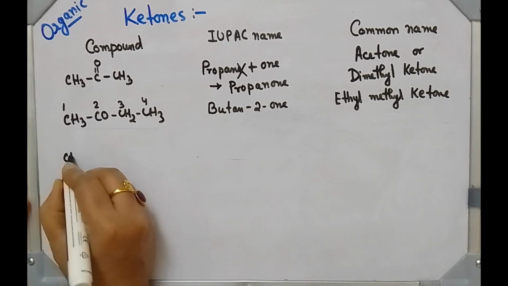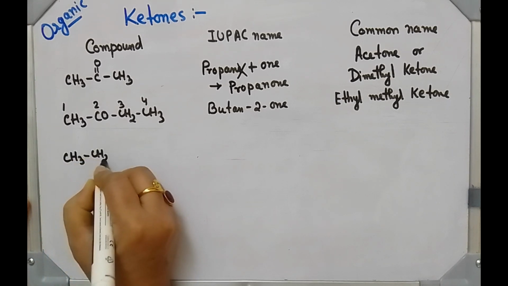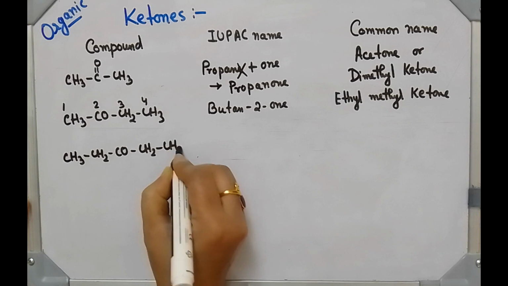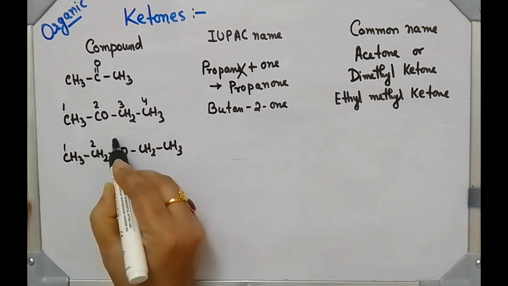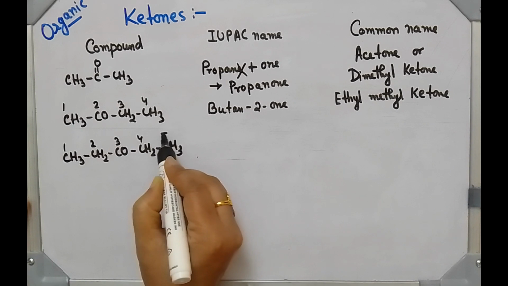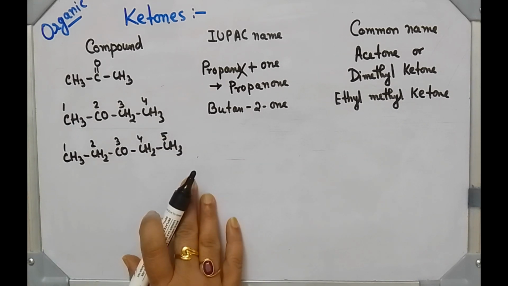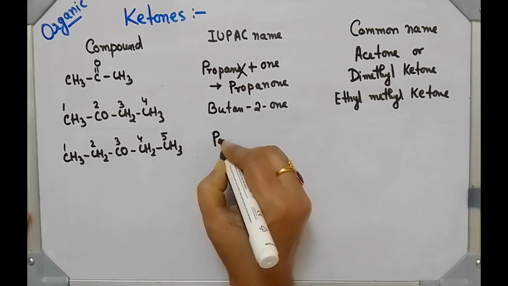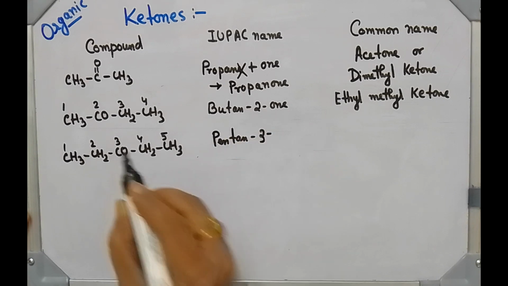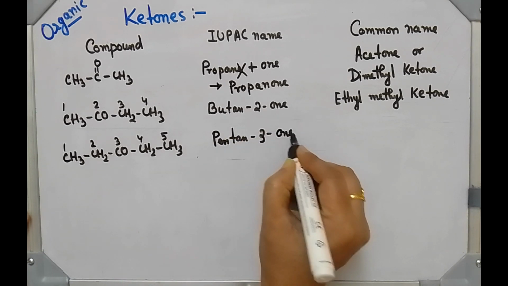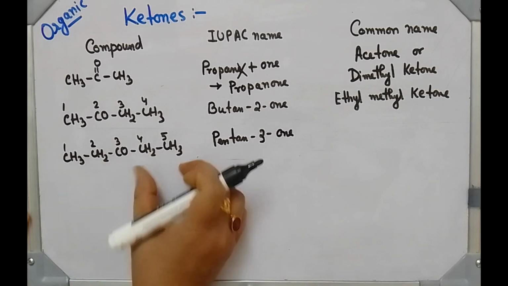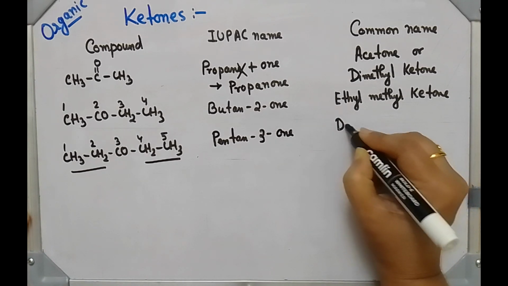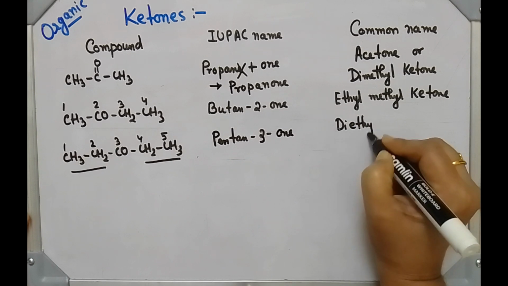Next compound is CH3CH2COCH2CH3. For numbering, from right to left or left to right, from any side you can do the numbering. It has 5 carbon atoms, so pentane, with CO at position 3, pentan-3-one. This is an ethyl group and this is an ethyl group, so we write 2 ethyl groups, diethyl ketone.